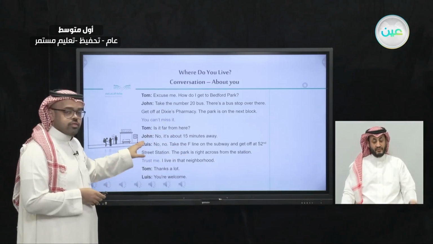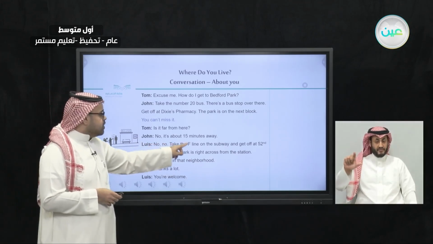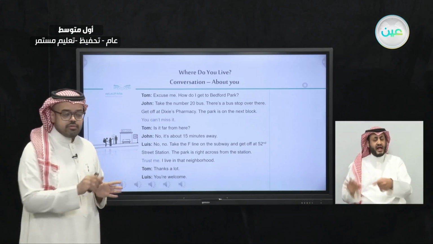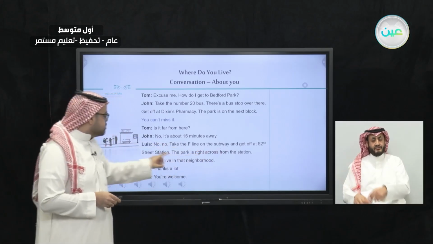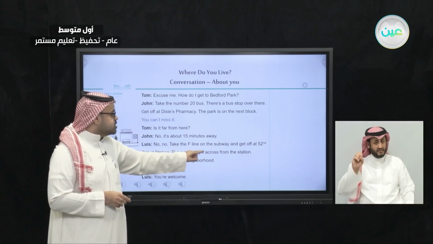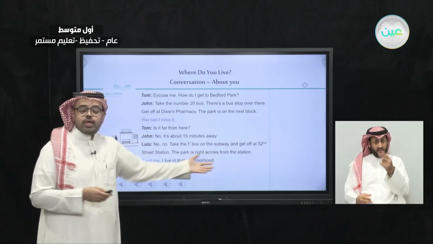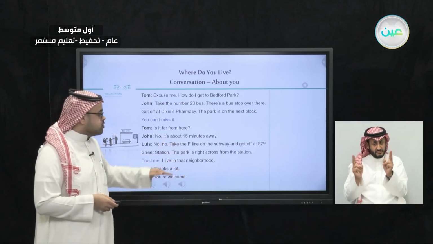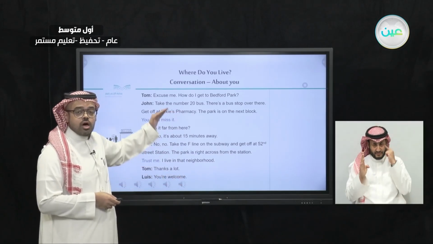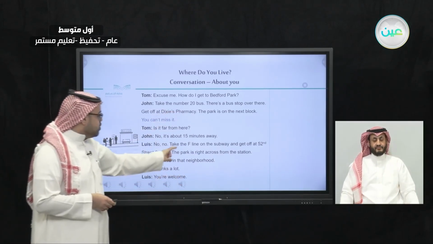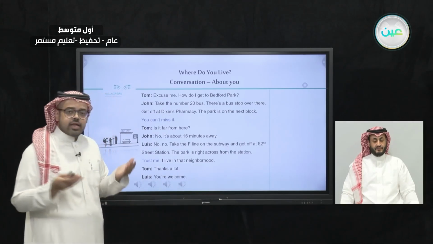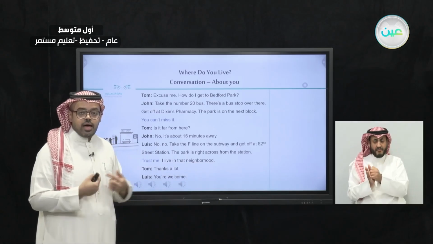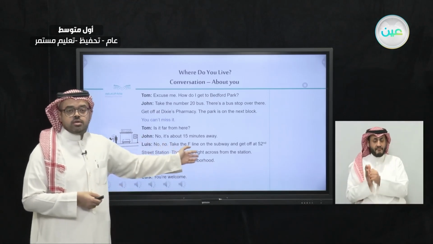And the other one, their friend Louise, said, take the F line on the subway. The subway has many lines. So take the letter F, and you get off at 52nd Street Station. The park is right across from the station. We have learned also the preposition of place across from. We said that across from means the opposite, or in front of a place. So the park is across from the station. And how would you know this? He said, trust me, because I live in that neighborhood. I, Luis, live in that neighborhood.